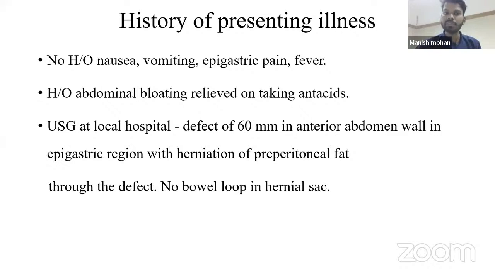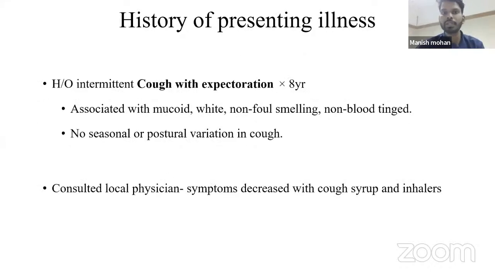A USG was done at a local hospital, which showed a defect of 60 mm in the anterior abdominal wall in the epigastric region, with herniation of preperitoneal fat through the defect, with no bowel loops in the hernia sac.